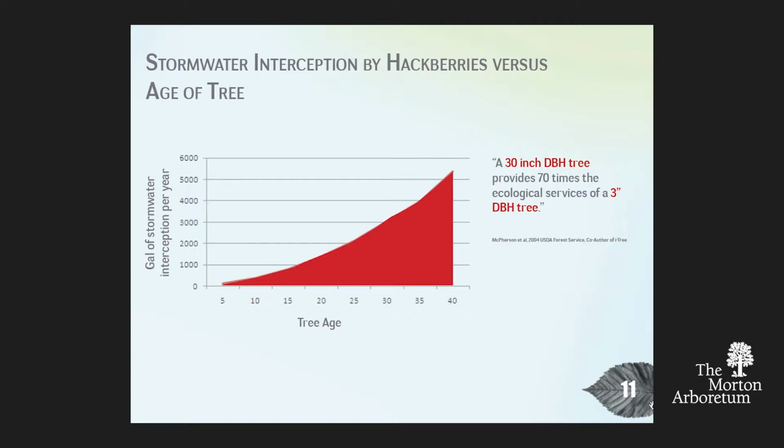So if we look at a tree that's in this 5-year age, what we're looking at is how much is it intercepting? So how much gets caught up in the canopy? Well, you can see over the course of a year, these are gallons per year, and this is the age of the tree. When it's a little one, we're looking at a couple of hundred gallons. Now let's go up to 40 years, and that is about 5,500 gallons.